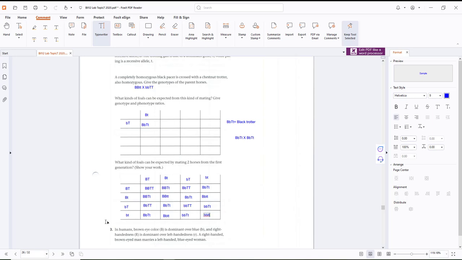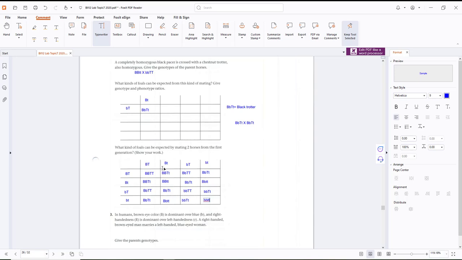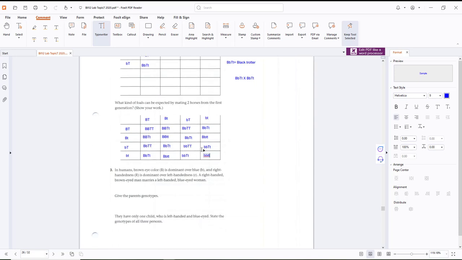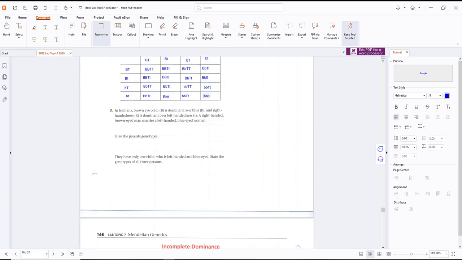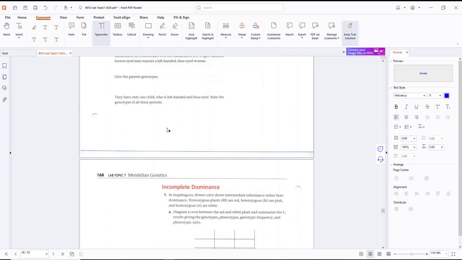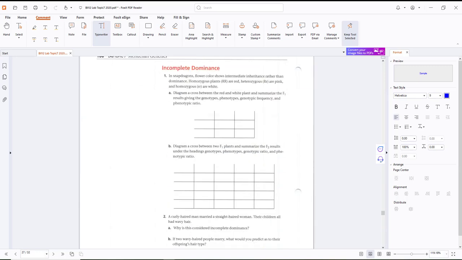All right, so we have them all. And then from there, luckily it doesn't say you have to write out the genotypes and phenotypes. So you just have to fill out the square. All right, so number 3 is on your homework. So I'm not going to do that one for you.